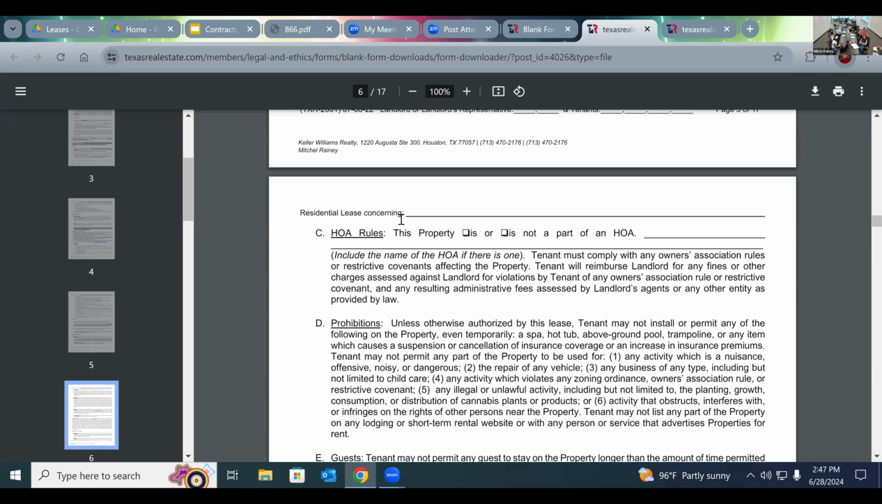Right here, it says HOA: this property is or is not in an HOA, and what's the name of the HOA? Tenant must comply with owners association rules and restrictive covenants. So yes, they're agreeing to do it, but they need to know what it is. Go ahead and ask for the HOA information when you take the listing.